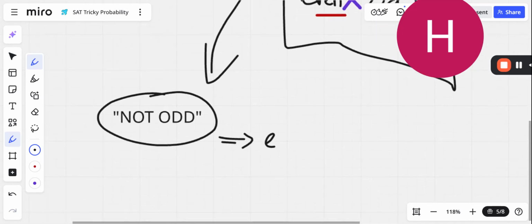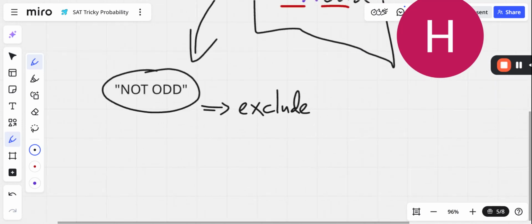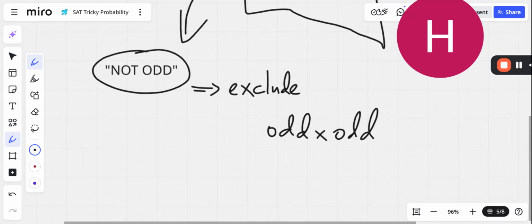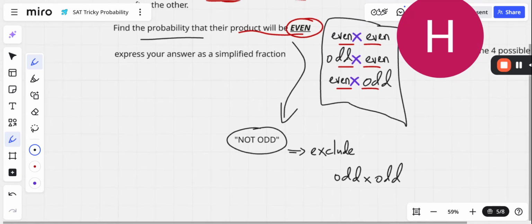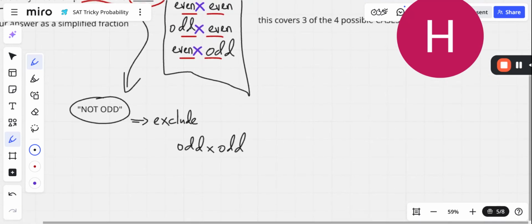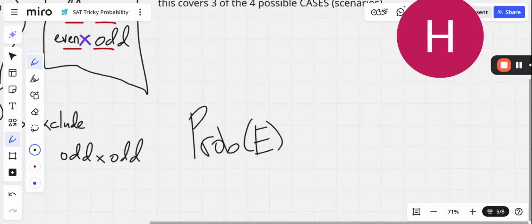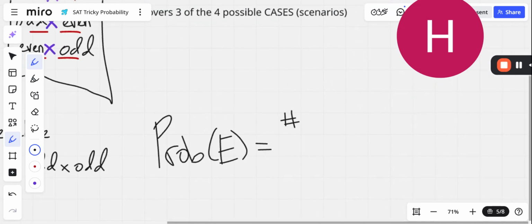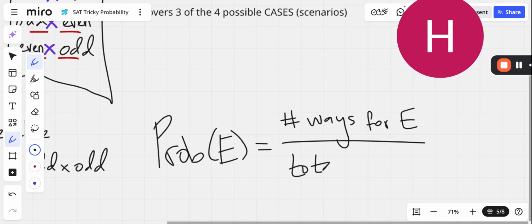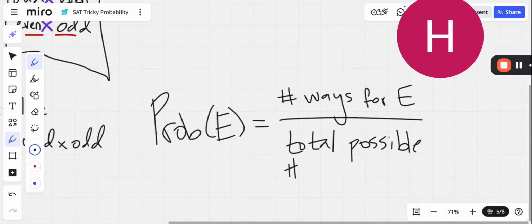So that means we can exclude, that's just a mathematical word for subtract, the case where we have an odd times an odd. And we want to find the probability that this happens. So in order to calculate probability, let's remind ourselves that the probability of an event happening equals the number of ways for the event to happen divided by the total possible number of outcomes.